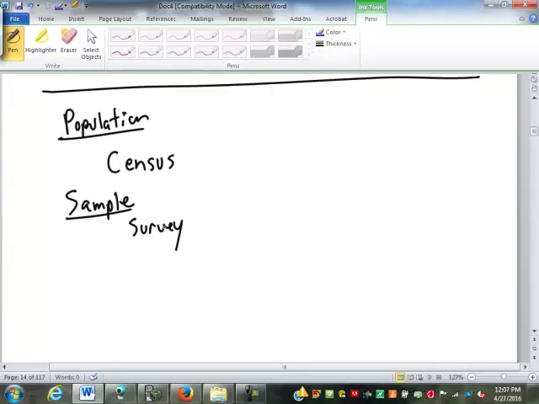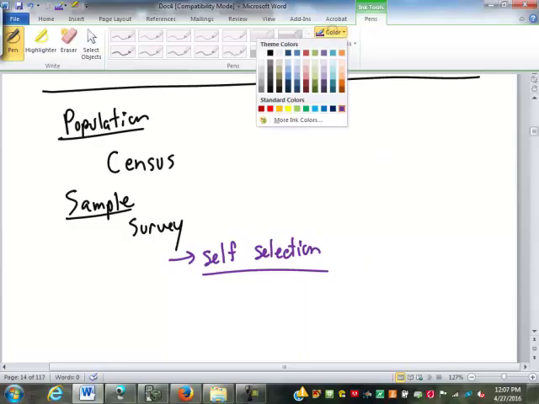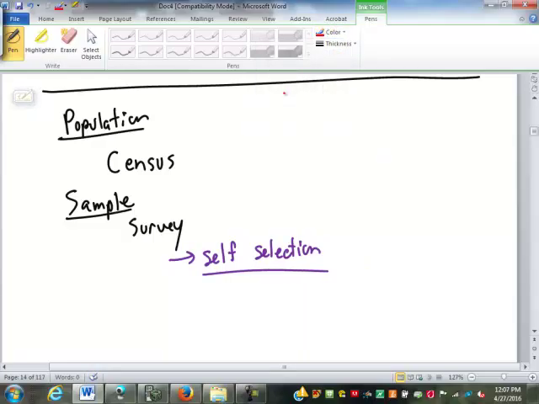One thing to warn about on surveys, I didn't put it, it is technically a type of sampling, but something to be careful about there is self-selection. And self-selection is very, very tough to avoid. 99% of the surveys you see on television or the news are self-selected samples.